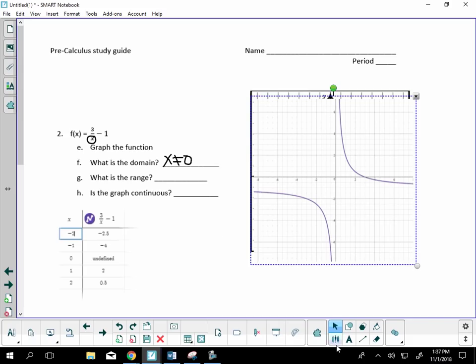So, what is the range? Well, your range is everything except for what that asymptote is. Okay? And your asymptote is actually going to be shifted down one unit here. So, all numbers but y does not equal negative 1. And it is not continuous. So right along here is your asymptote, horizontal.